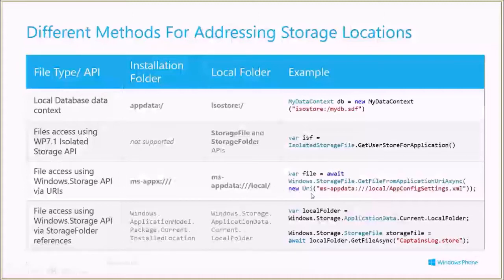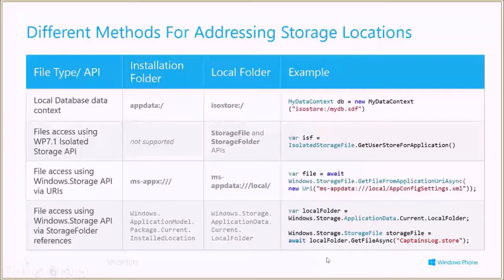The installation folder is ms-appx, and the local folder is ms-appdata, three slashes, local, and then another slash. So here's a reference to a file. If you want to access a file in your installation folder or in your local folder, in this example it's in your local folder, you can access that through a URI. You put the full URI. You can do the same accessing the file via the storage folder reference. All you have to do is create a reference to the local folder, and then after you refer to that local folder, you create a storage file that accesses it and refer to that file in your local folder. That's a very, very quick reference.